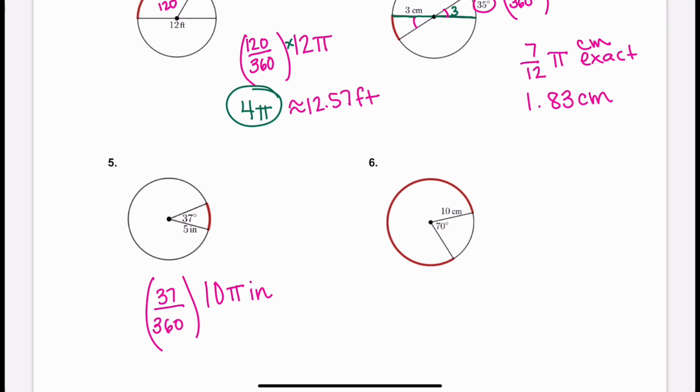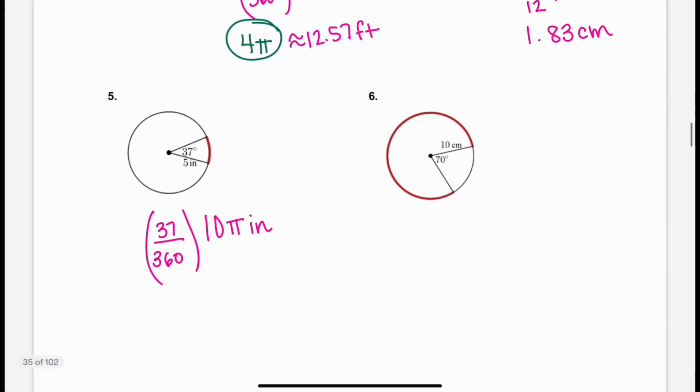So in our calculator, 37 out of 360, and then we're going to multiply that by 10 pi, and we get 37/36 pi inches. Now that's the exact answer. If I want a decimal approximation, this would be 3.2 inches. So it would be a linear length. It's the length from here to here.